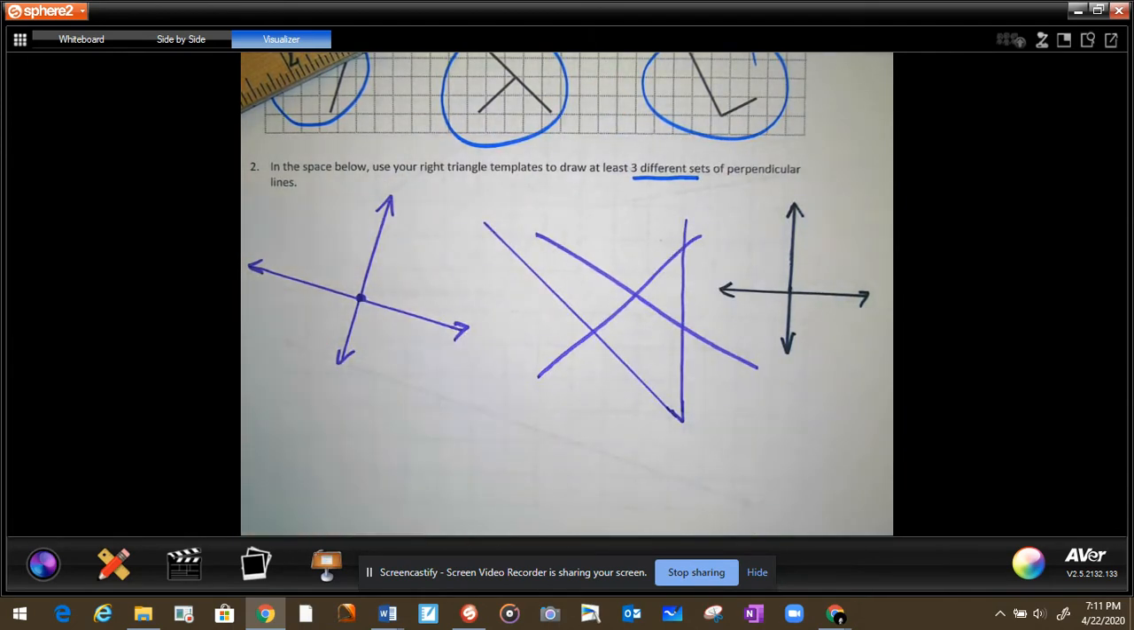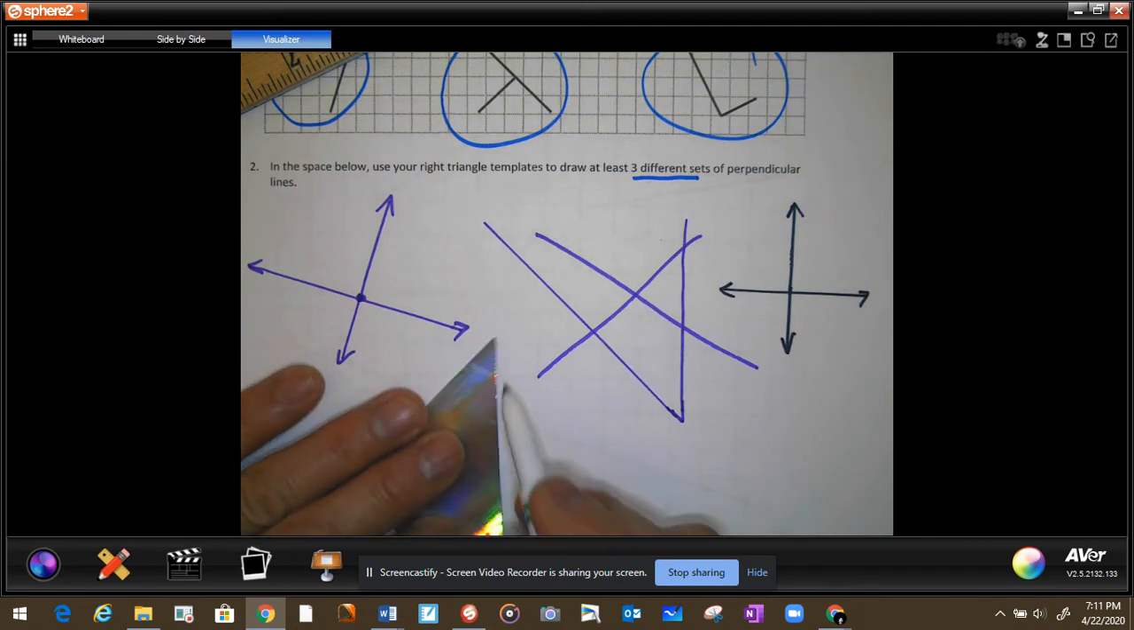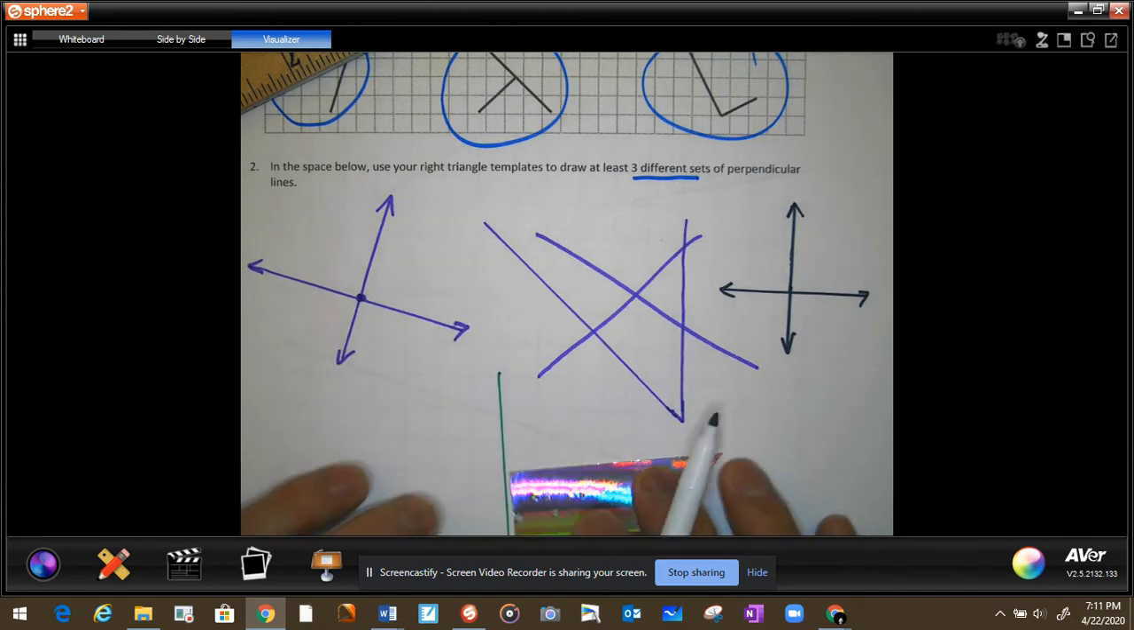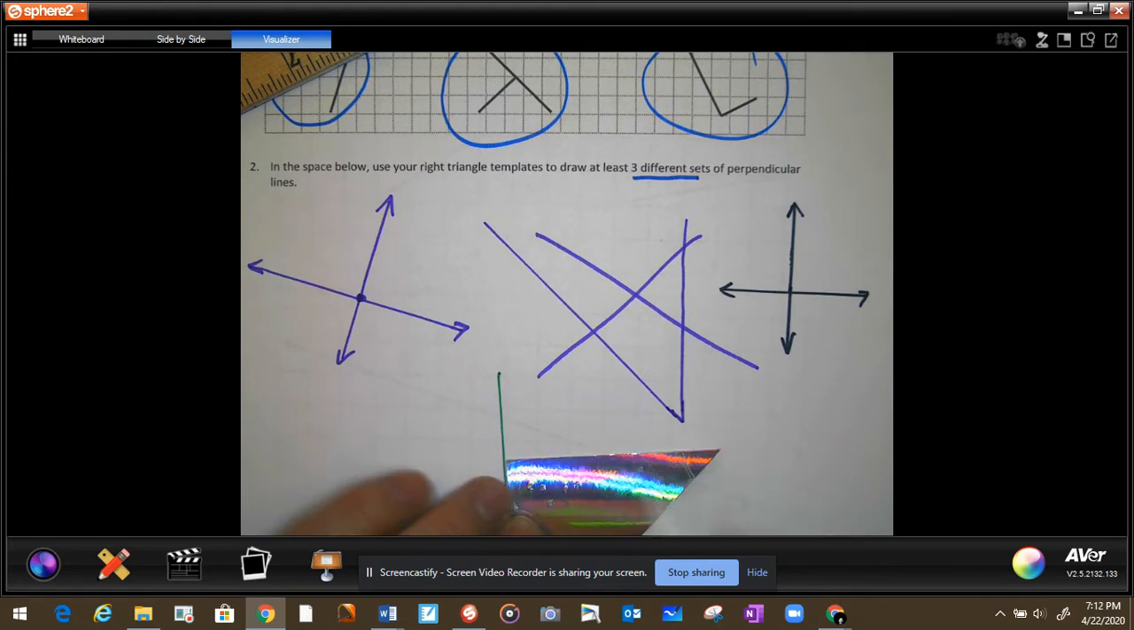So now we need one more set. Let me get one more color and demonstrate this for you one more time. So can I do it this way? Can I draw a vertical line and then place the same right angle triangle on top of it?